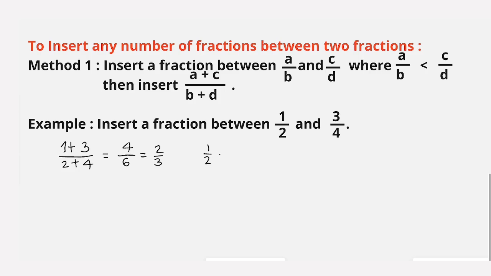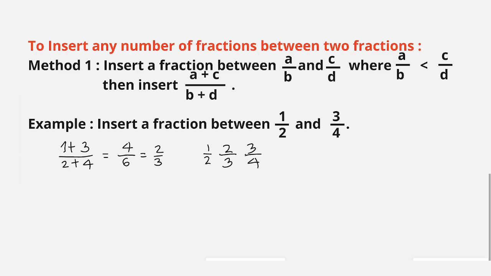So I have written 1 upon 2. The next number will be 2 upon 3, which we have to insert, and the given number is 3 upon 4. So we have inserted 2 upon 3 in between 1 upon 2 and 3 upon 4. If we have to insert more numbers, then we use the same method and insert those numbers.